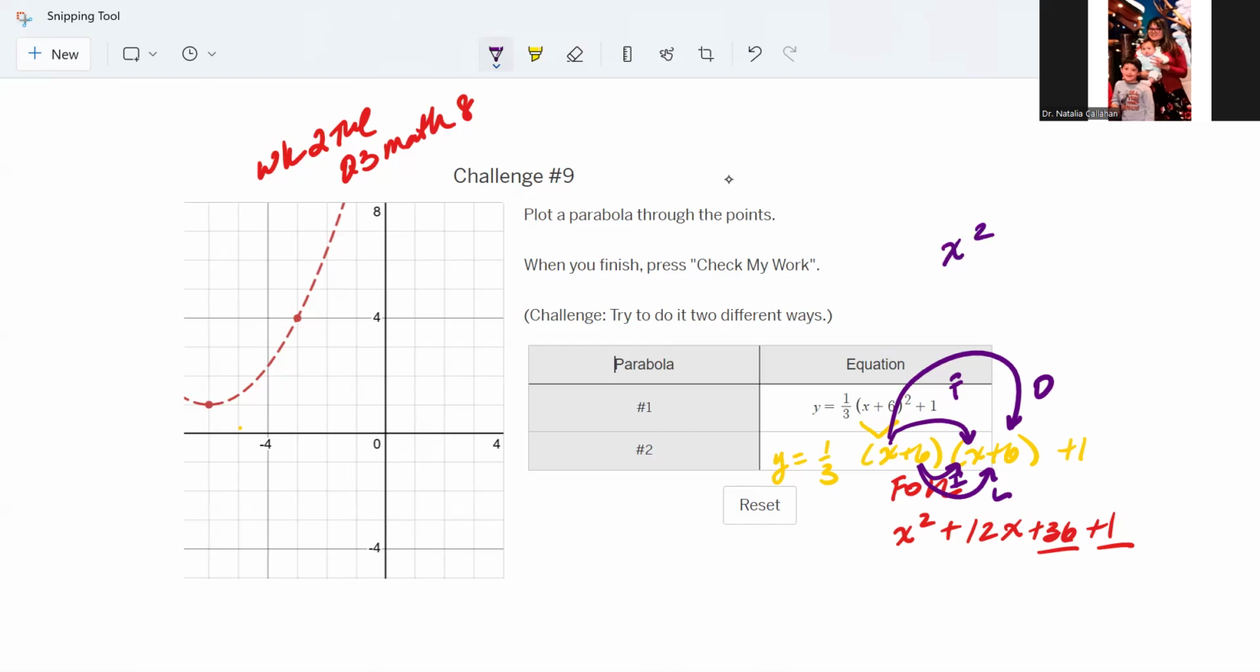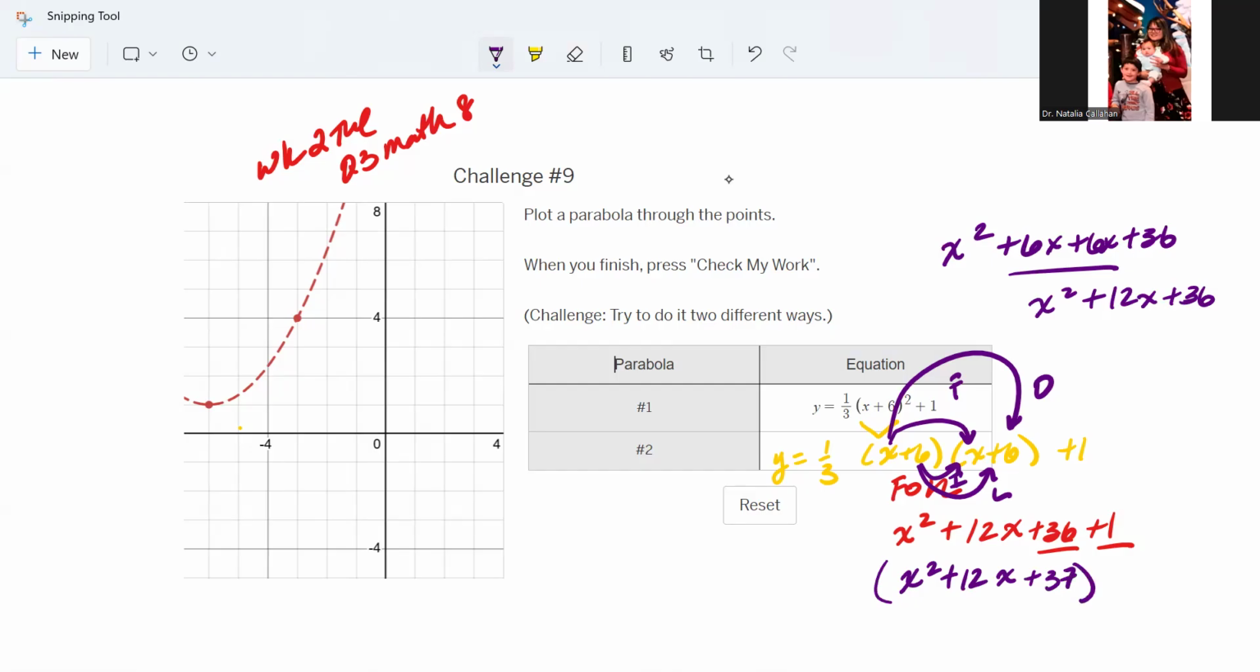You have x squared plus 6x plus 6x. Last is 6 times 6, which is 36. Combine your like terms: x squared plus 12x plus 36. And then plus 1, which will give you x squared plus 12x plus 37. Actually, no, we will not be combining that. Just kidding. We have to multiply first.